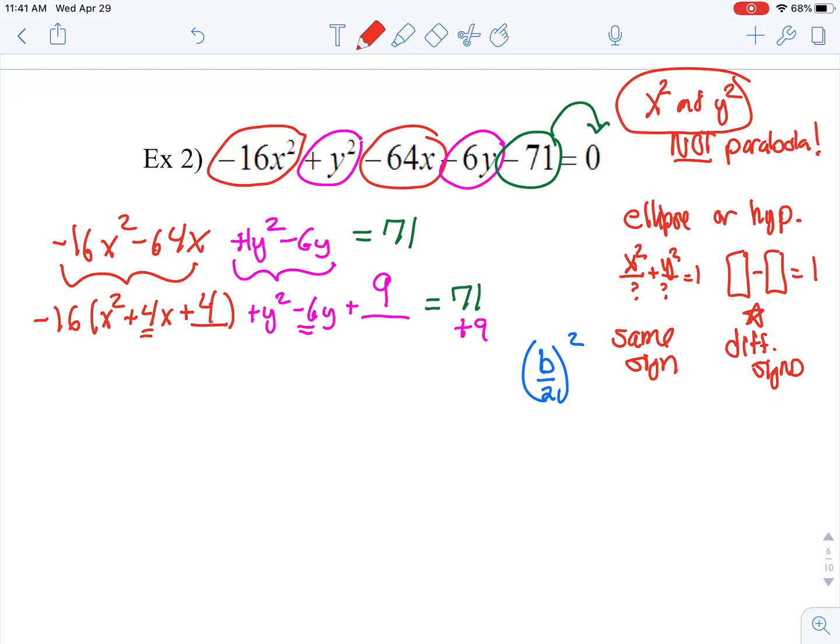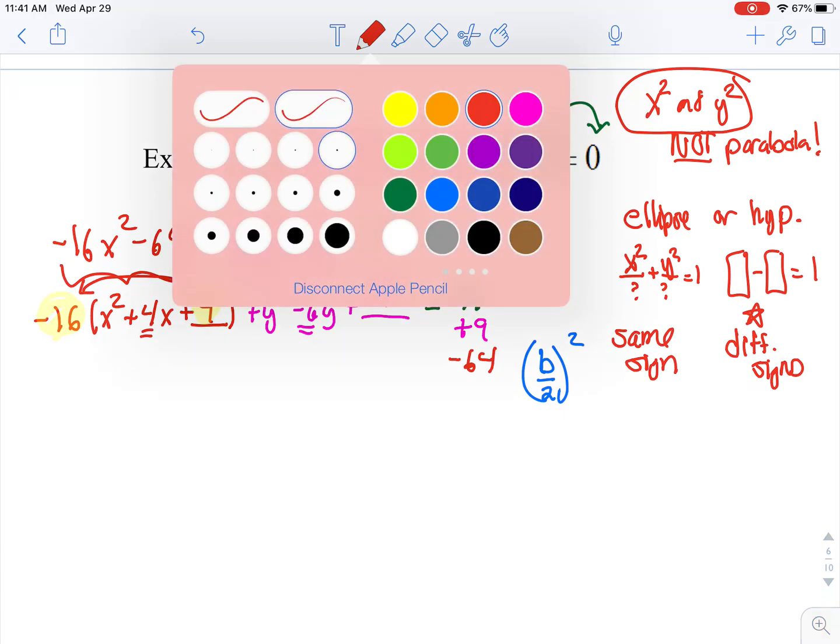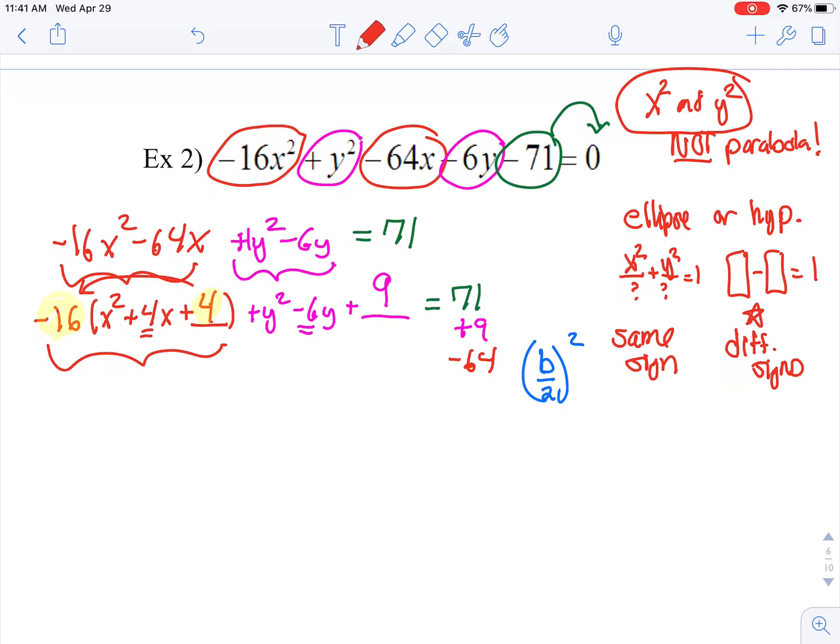But when I add to the other side, please remember that that 4 is also being multiplied by this negative 16. So on the other side of the equation, I'm actually going to have to add negative 64, which is that 4 times negative 16. Okay? Then we can do a little bit of factoring. So with my x's, I have this negative 16 factored out and x plus 2 squared. With my y's, I can factor this into y minus 3 squared.